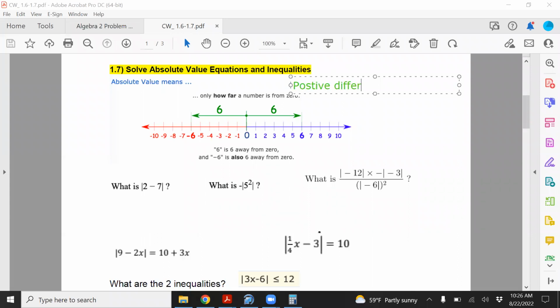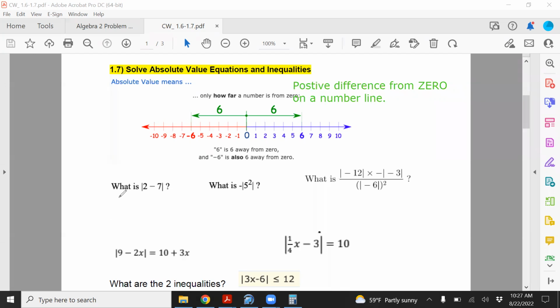Absolute value is the positive difference from zero on a number line. That's really what it is. So if you have -7, you say 7. If you have 7, you still say 7. So the absolute value of -6 is 6, and the absolute value of 6 is still 6. The output is always positive, except when you plug 0 in, then of course 0 is 0, because 0 is 0 away from 0.